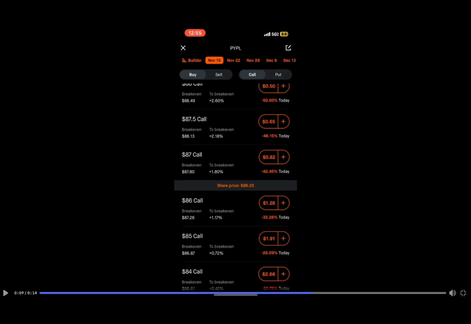Some of the prices you see on the right are called premiums: 0.82, 0.65, 0.50. On the left-hand side, you see $87, 87.5, 88, 86, 85. So all of those on the right are premium. That is how much you pay. If you see 82 cents there, that is equivalent to $82 because it is multiplied by 100.